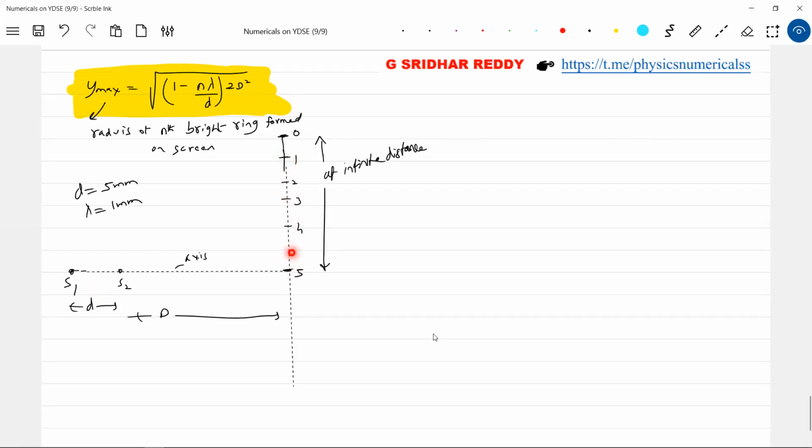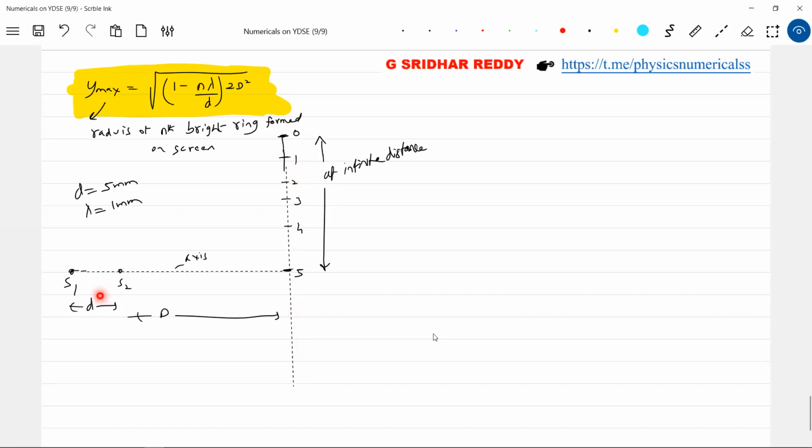If you move in the vertical plane away from the axis, first what happened? Maxima, then maxima, then maxima. So you counted 1, 2, 3, 4, 5. Below also the same thing, 4, 3, 2, 1, 0. Then plus 5. So 11 maxima.